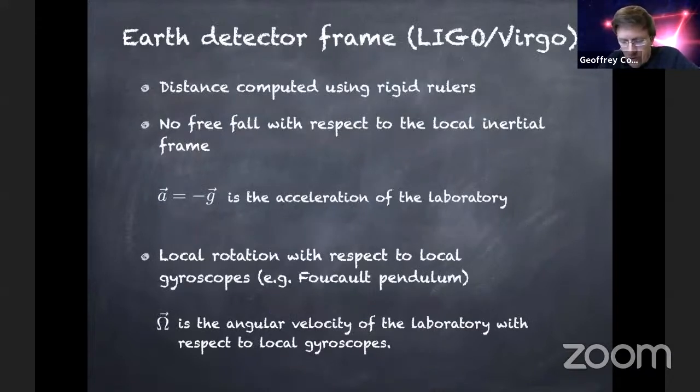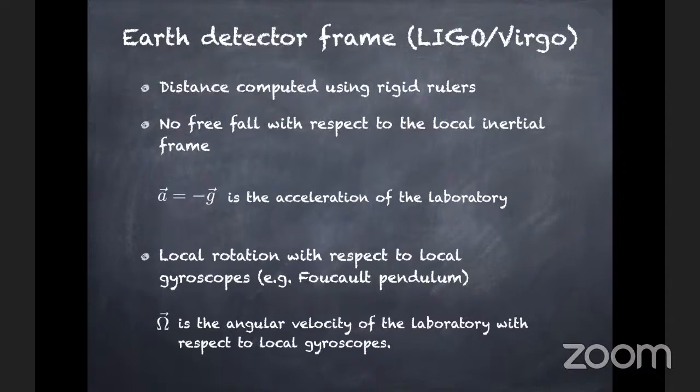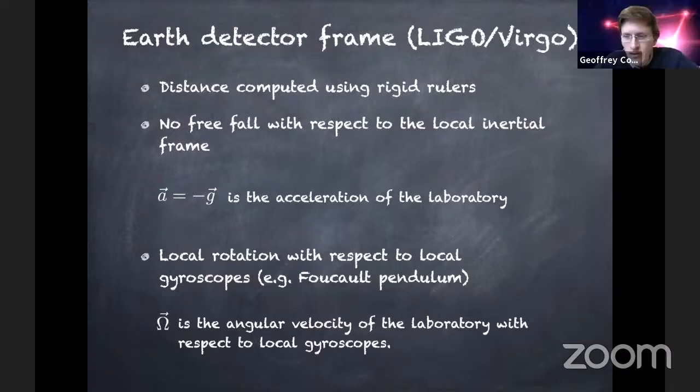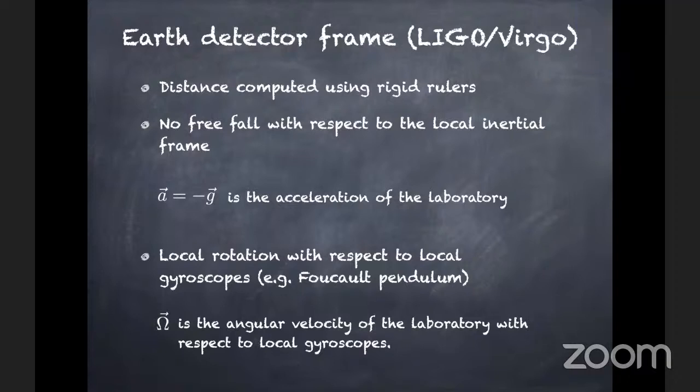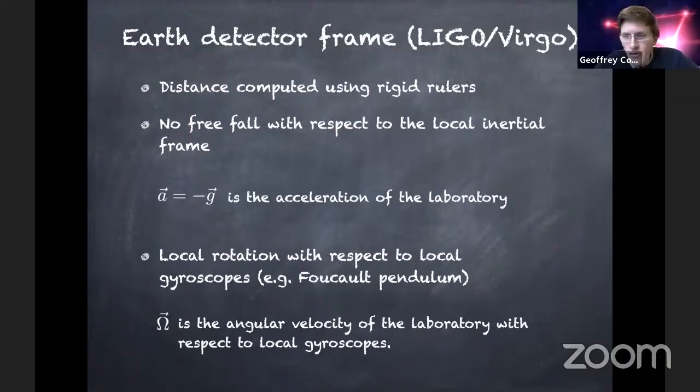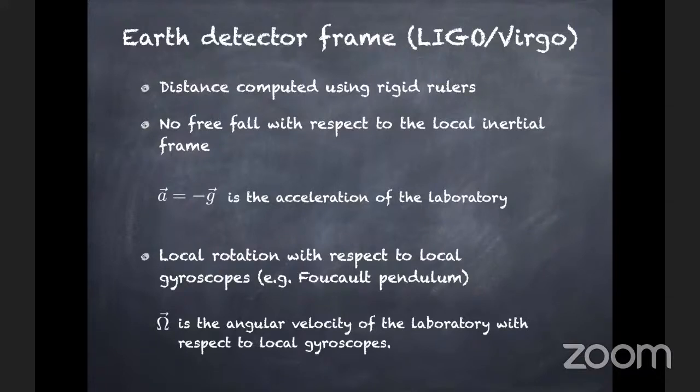So far we talked about the TT frame and the 3D frame relevant for LISA. What about LIGO or Virgo? Those are frames that are attached to the Earth. On Earth, we use distances computed using rigid rulers. A rigid ruler is something based on the strong force; it's a bunch of atoms put together. If a gravitational wave passes, the rigid rulers will readjust themselves to get back to the distance set by the nuclear and electromagnetic forces that control them.